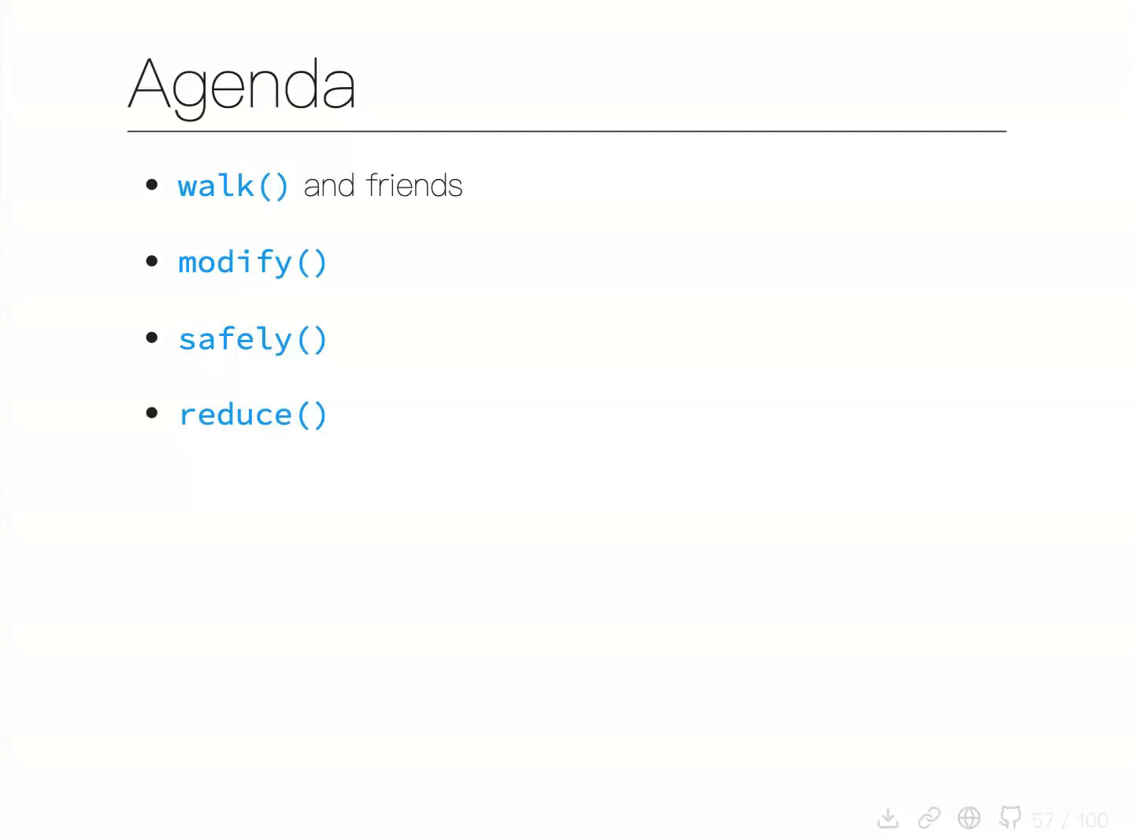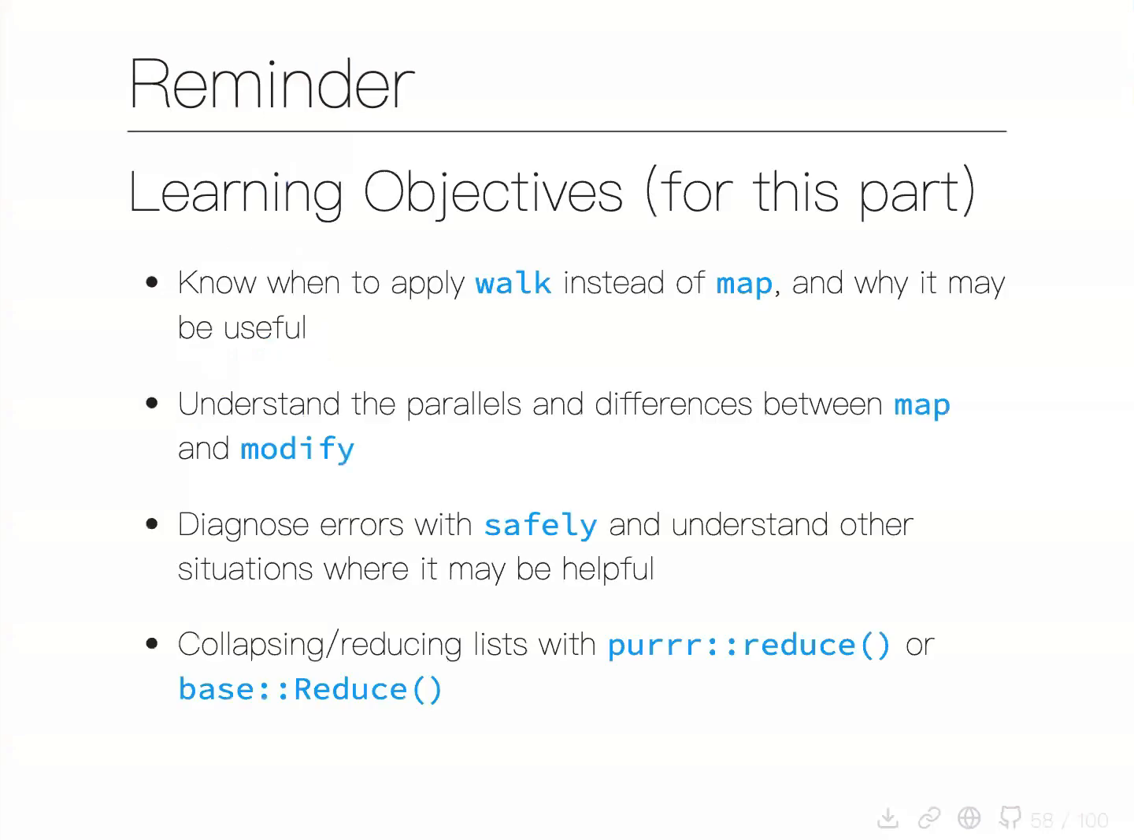I've talked about all of these: walk, modify, safely, and reduce. Just a reminder about the learning objectives for this part, because it's been a while now since the start of class. Walk and map are super similar. By the end of this part of the lecture, hopefully you'll be able to understand when you should use walk versus when you should use map.